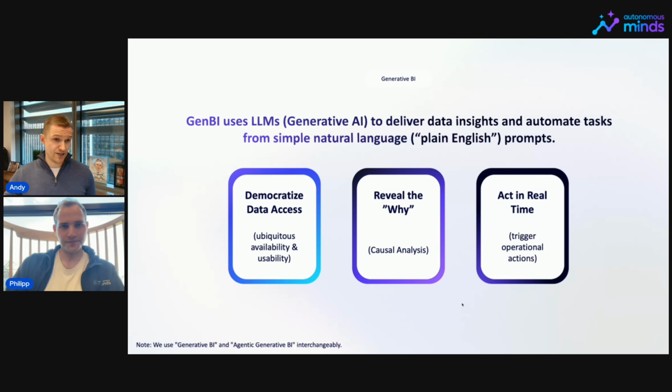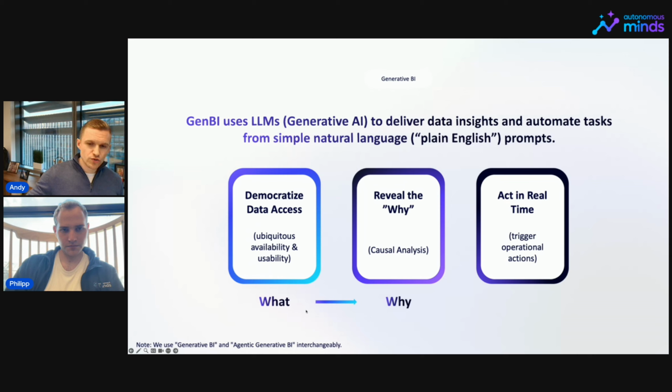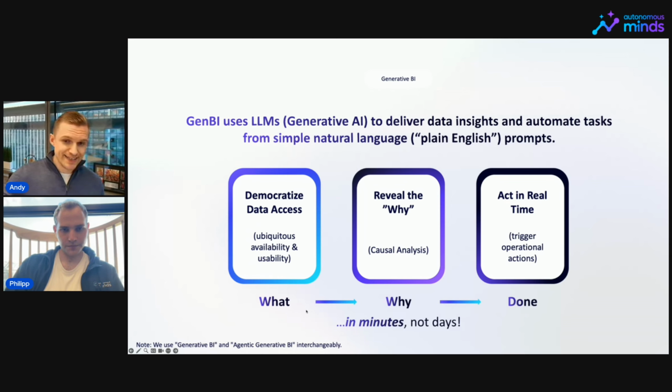And finally, it takes action, because when you think about it, most actions and most decisions that are taken in an organization are usually operational decisions and actions, like micro decisions. You want to update the CRM, you have to escalate something, you have to write an email, you have to set up a meeting, and so on and so forth, right? And these actions, in the case of generative BI, are triggered based on the why, right? And that's the main thing. So you go from what to why to done in minutes instead of days.